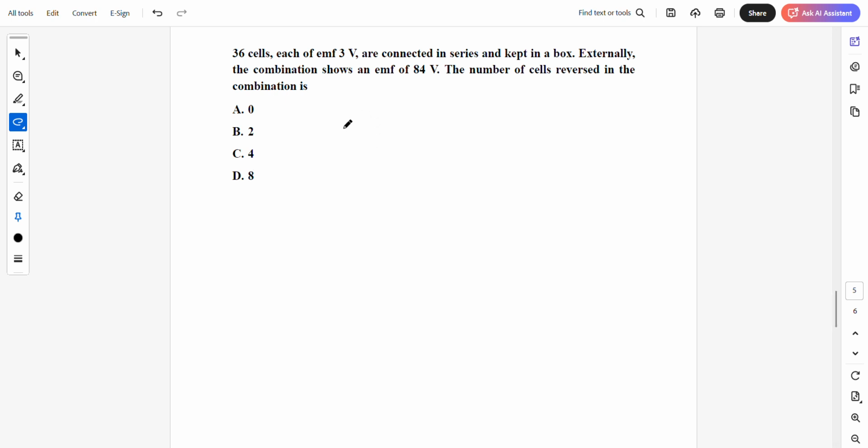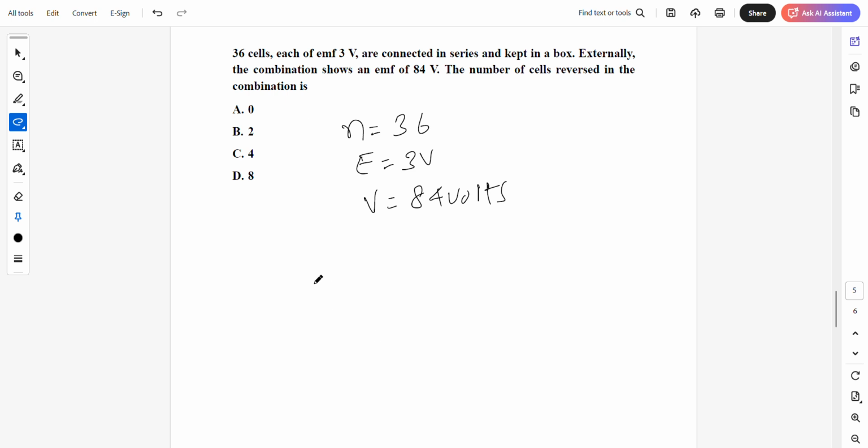36 cells. Number of cells, how much is there? 36. Each EMF, how much? 3 volts. Are connected in series and kept in a box. Externally the combination shows an EMF of 84 volts. The number of cells reversed in the combination is what?